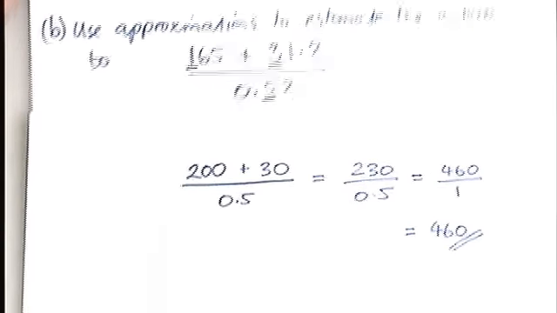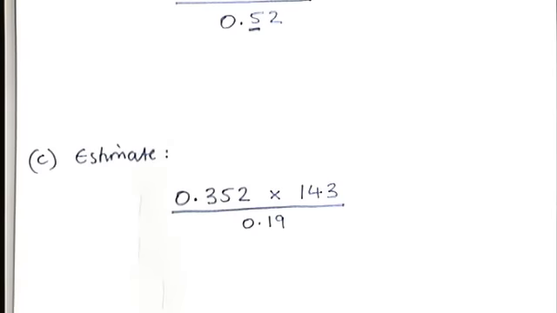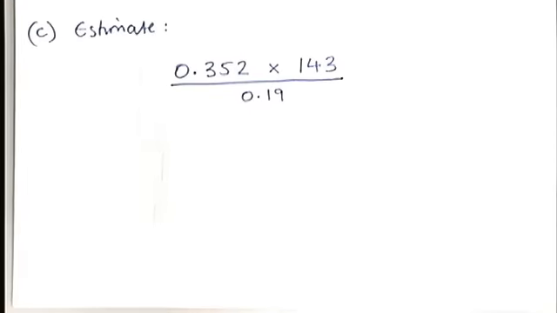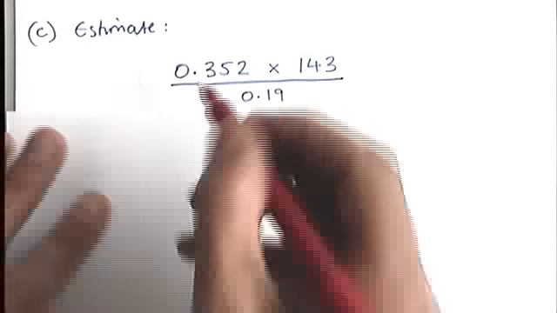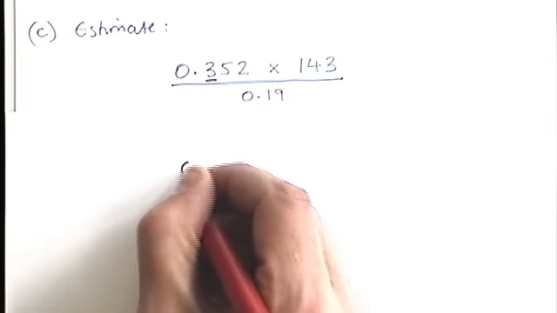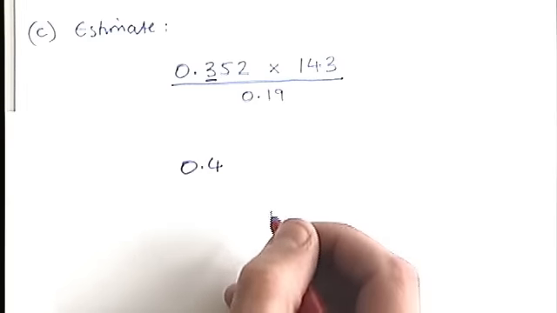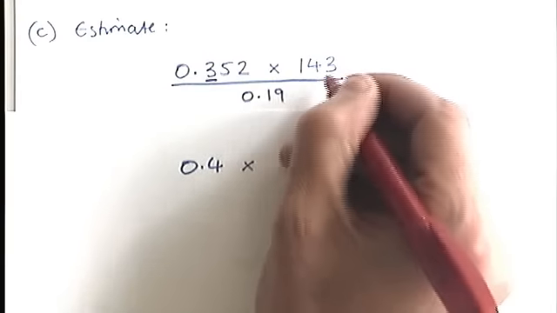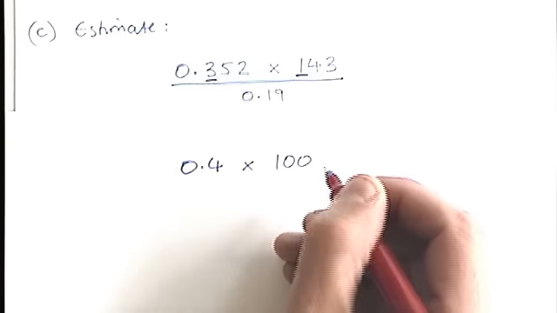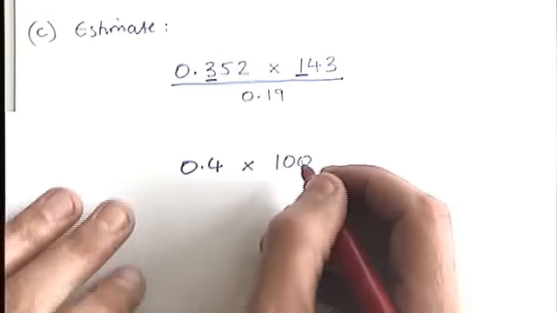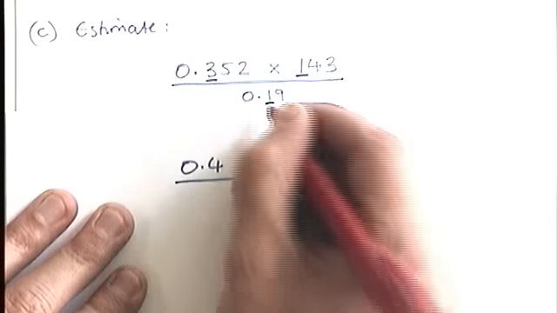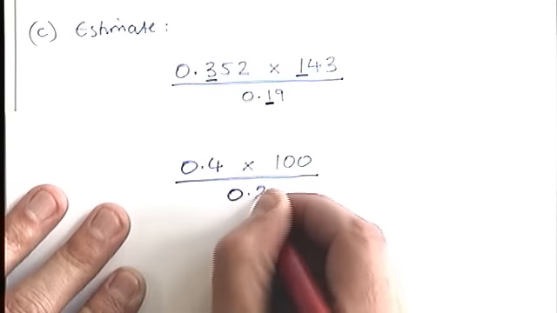Okay, just one more example, just to really show how that fraction bit at the end works. Okay, this time we've got 0.352, so when I round that I'm going to make 0.4. This one here, 143, nearest hundred, it's 100. And on the bottom of this fraction, I've got 0.19. If I round to the nearest tenth, that is 0.2.